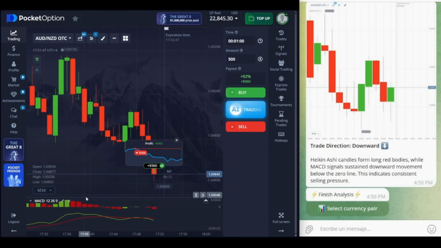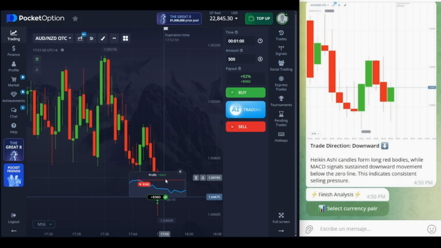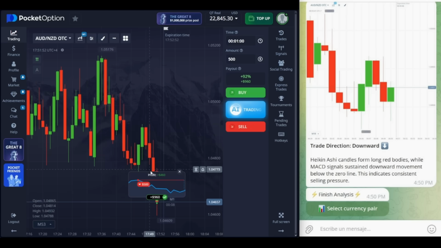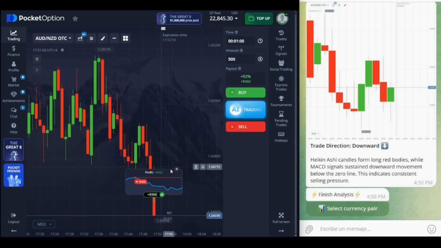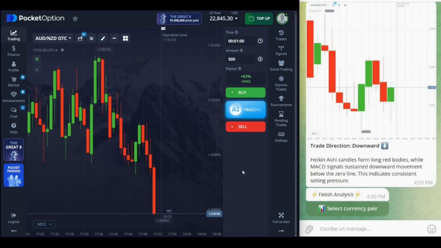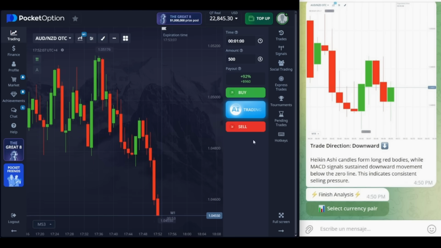That's it for today. Over $2,000 profit in just a few trades. Manual trading works but takes time. Aurix does the heavy lifting, scanning markets, confirming signals, and saving you 90% of the effort. Just choose a pair, set the time, and hit start.